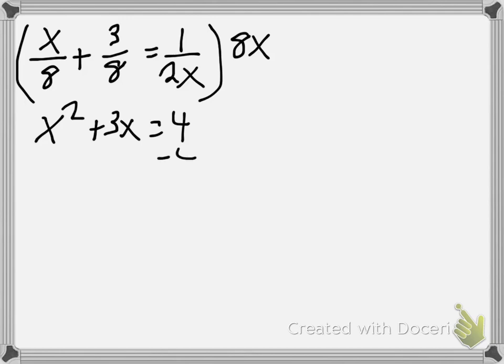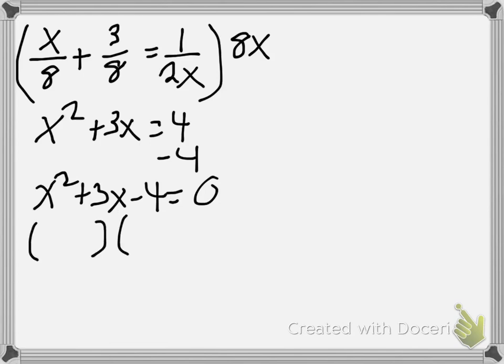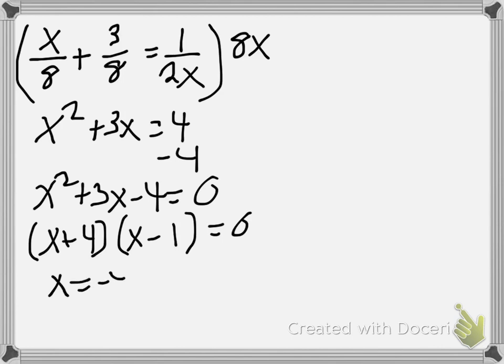So I'm going to subtract my 4. I'm going to get x squared plus 3x minus 4 now equals 0. Factor this. This is an easy factor, guys. x plus 4, x minus 1 equals 0. x equals negative 4. x equals 1. Okay. Now, please make sure you check your answers.